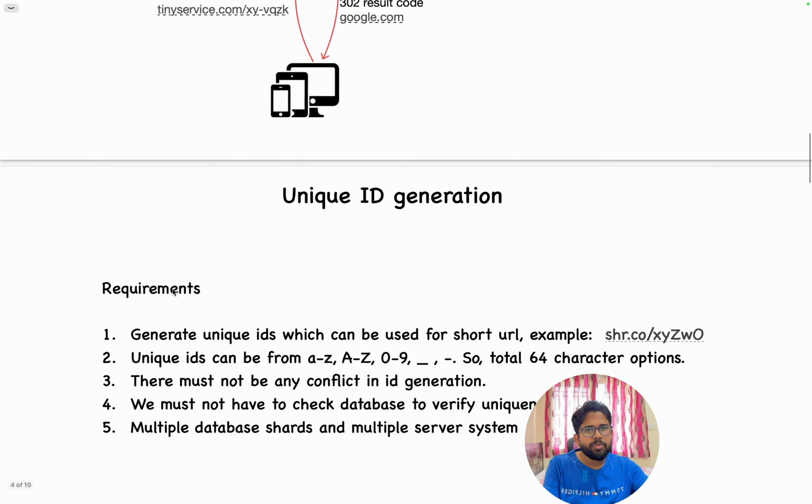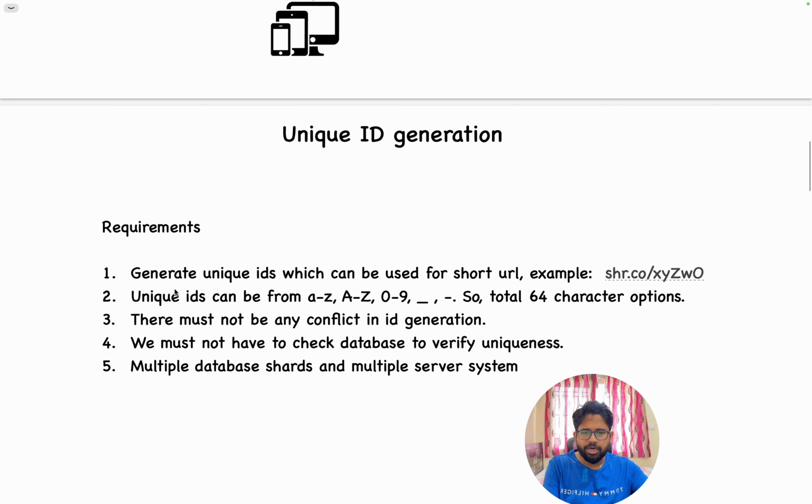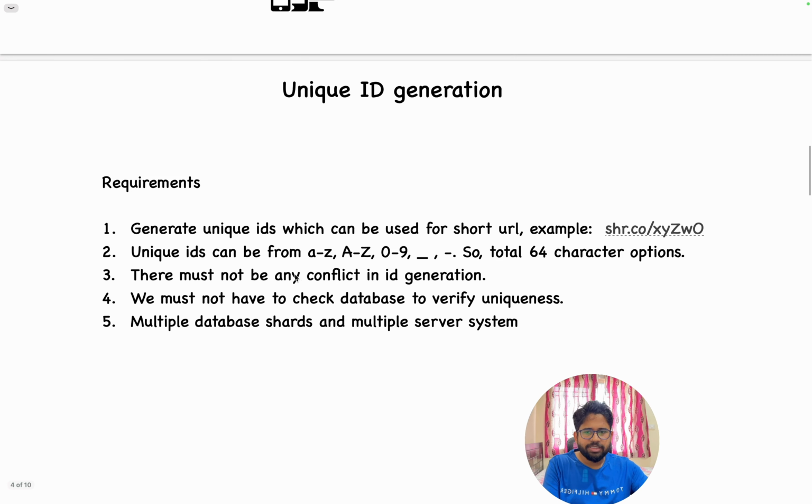There are some low level constraints as well, which we should understand. The first is that the unique ID should be created, of course. The second is the unique ID can have small a to small z, capital A to capital Z, 0 to 9, underscore and hyphen. So total 64 characters we can use. Some people or some websites would be talking about 62 characters. They don't include underscore and hyphen, and that is perfectly fine. Our maths will not change, just the number will change, and accordingly you can tweak everything.